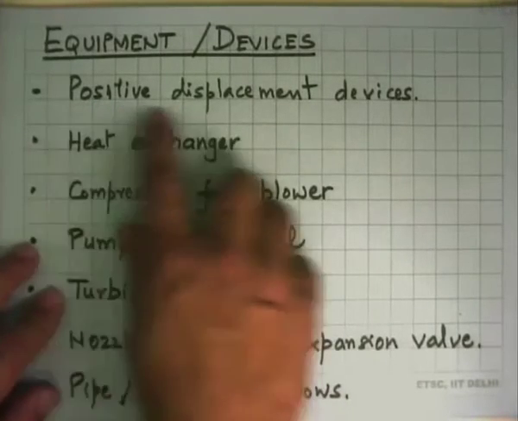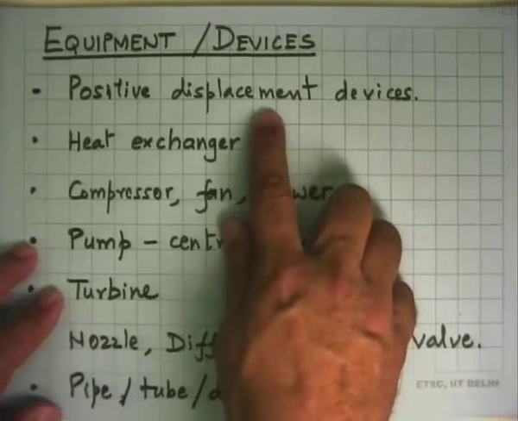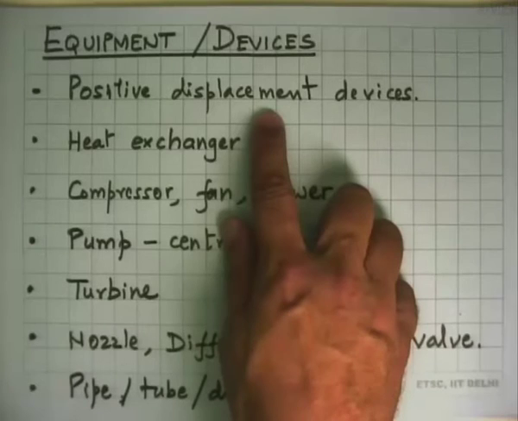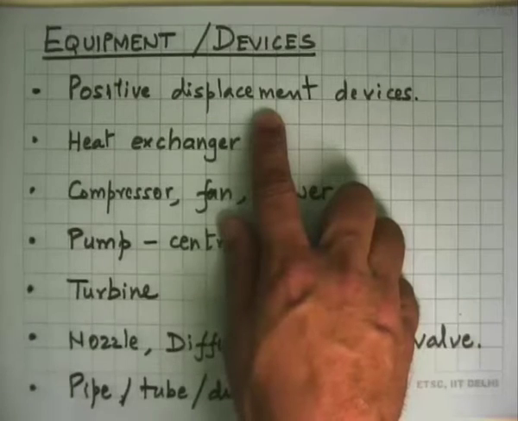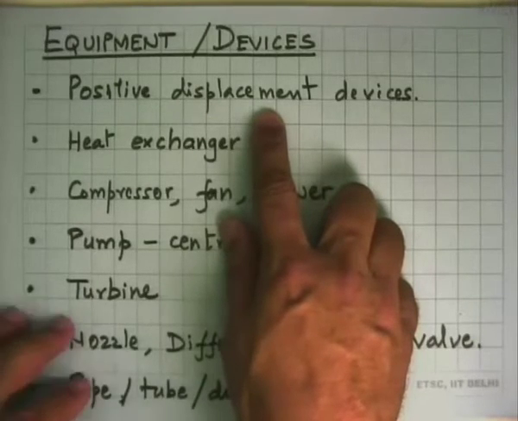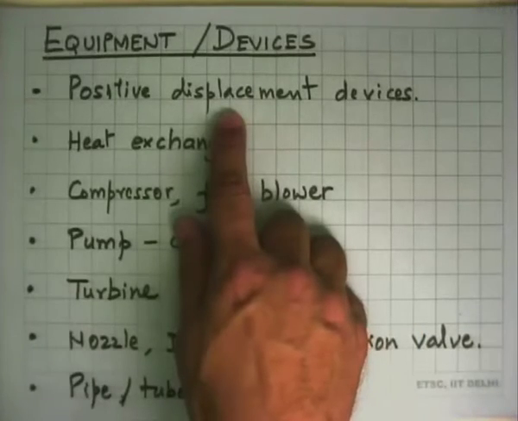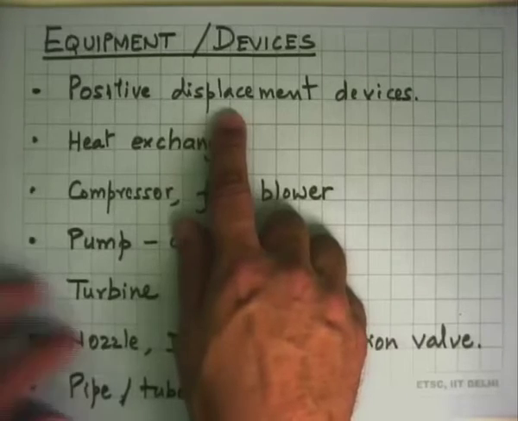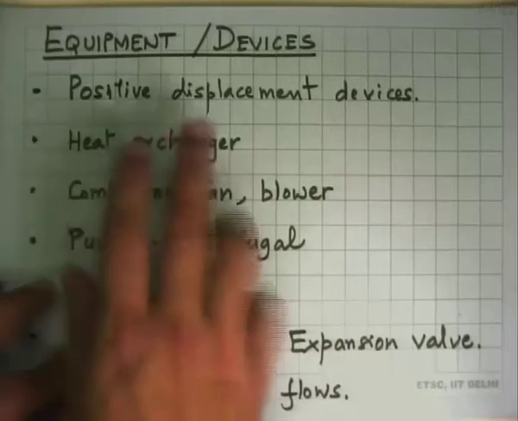We will begin with looking at positive displacement devices. So these are devices that either compress or pump, or the opposite thing, they take high pressure, high energy fluid and deliver work. Positive displacement is the reason for giving this name, and when we look at the construction of these, we will know how these are different from other types of devices.